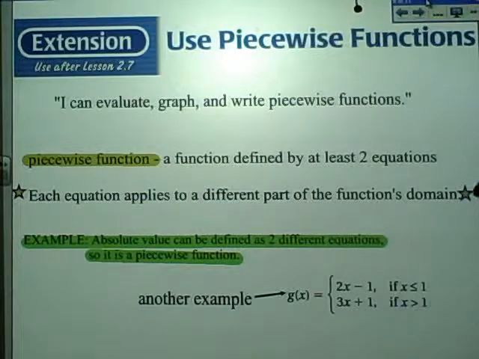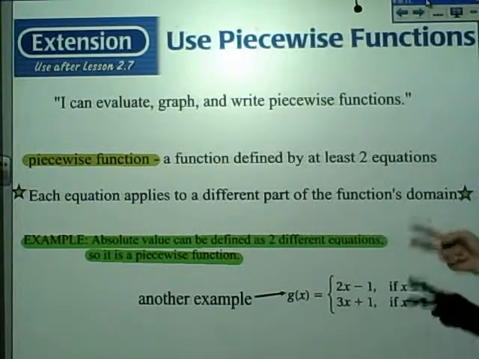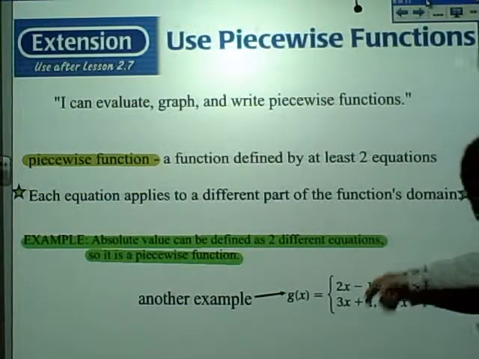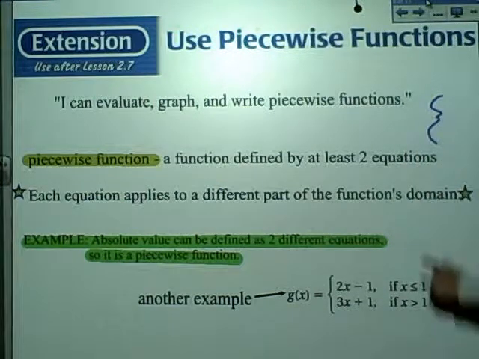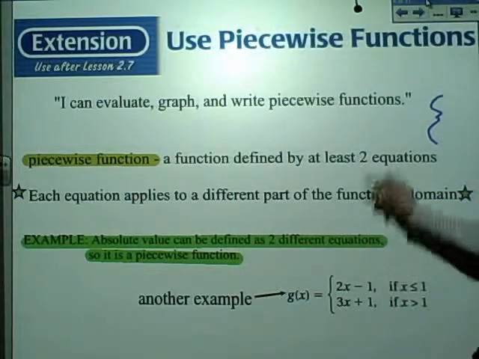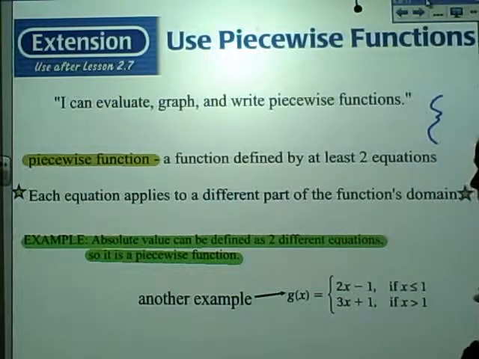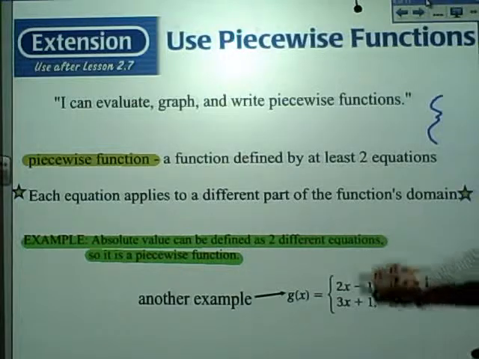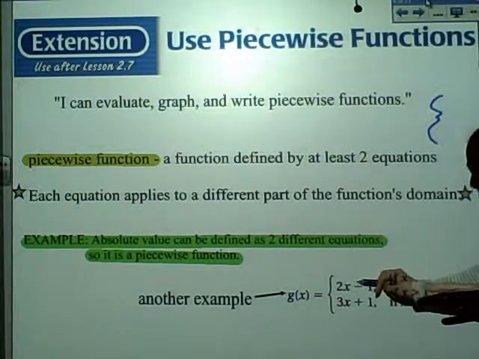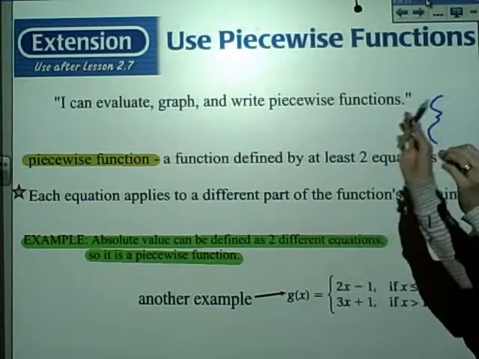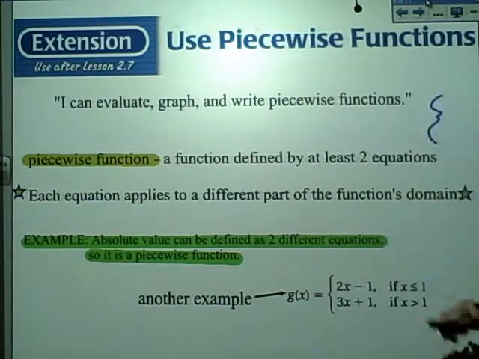A piecewise function is a function defined by at least two different equations. So it's going to have that funky little bracket that's really fun to make. It kind of looks like a face. But that's going to help identify our piecewise functions, okay? And what's key here is each equation applies to a different part of the function's domain. So the reason that it's a piecewise function is because it's taking pieces of other functions and giving them specific x values. You'll really see what I mean when we graph it.